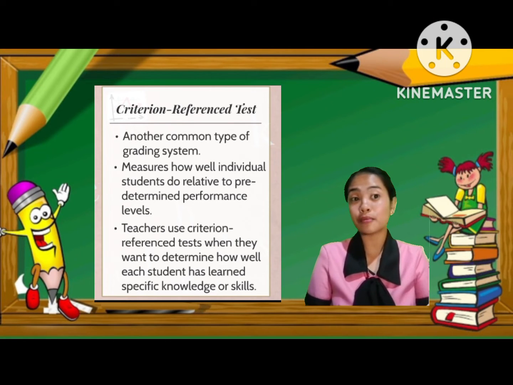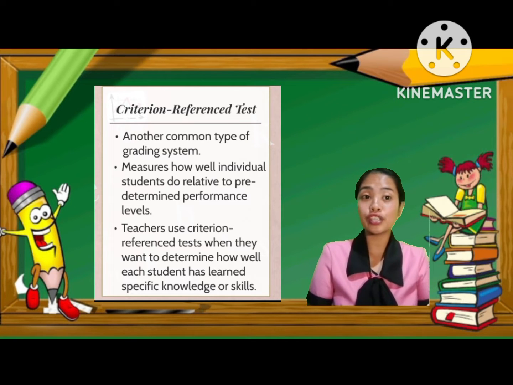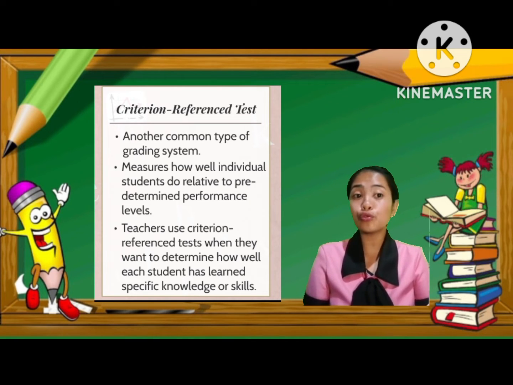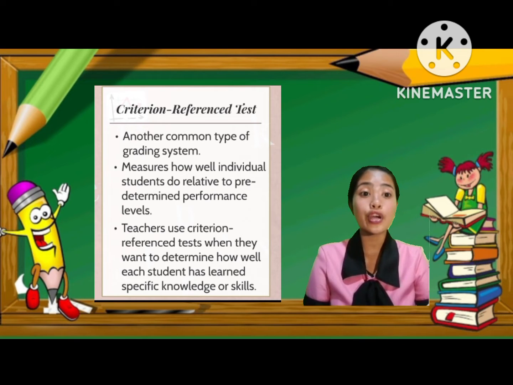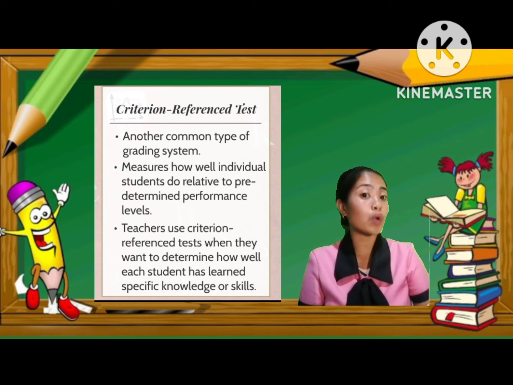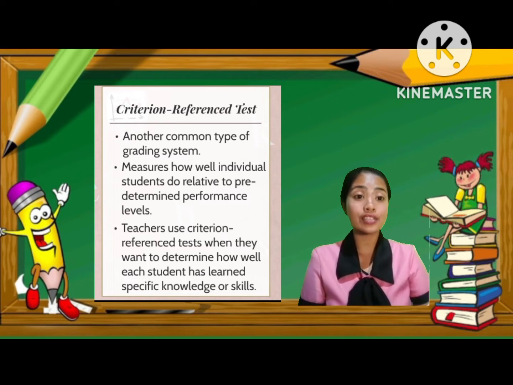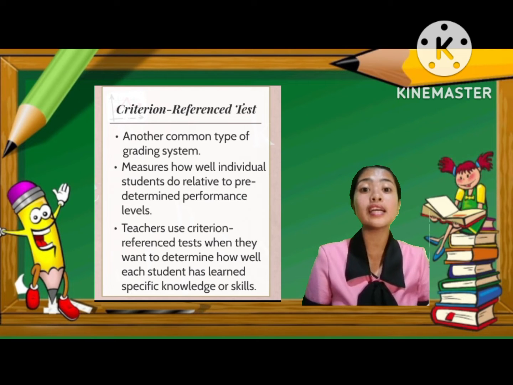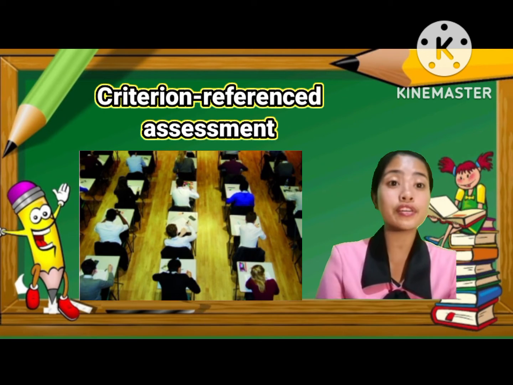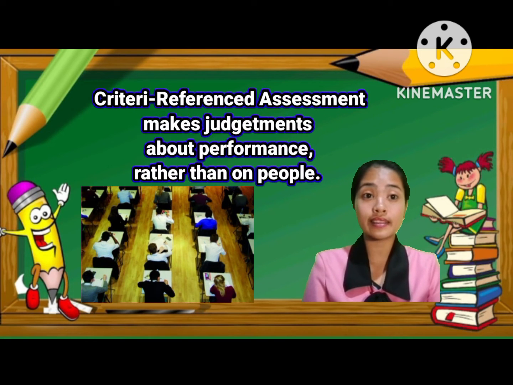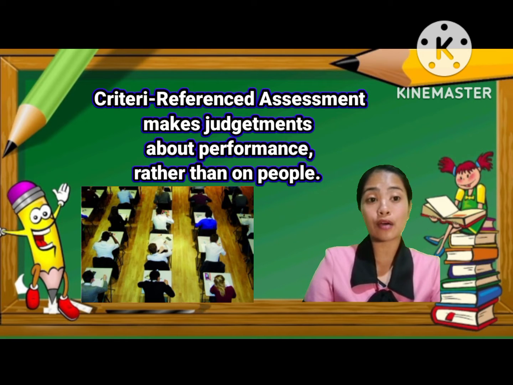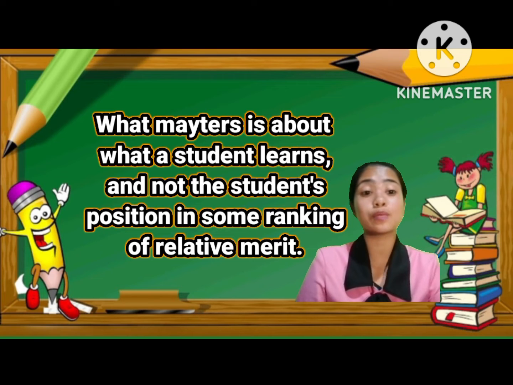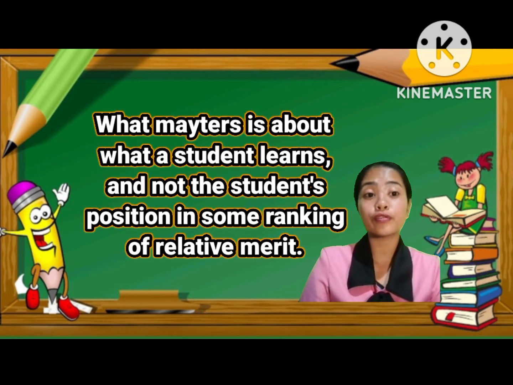Criterion-referenced test, another common type of grading system, measures how well individual students do relative to a predetermined performance level. Teachers use criterion-referenced tests when they want to determine how well each student has learned specific knowledge or skills. Criterion-referenced assessment makes judgments about performance rather than about people. What matters is what the student learns and not the student's position in some ranking of relative merit.